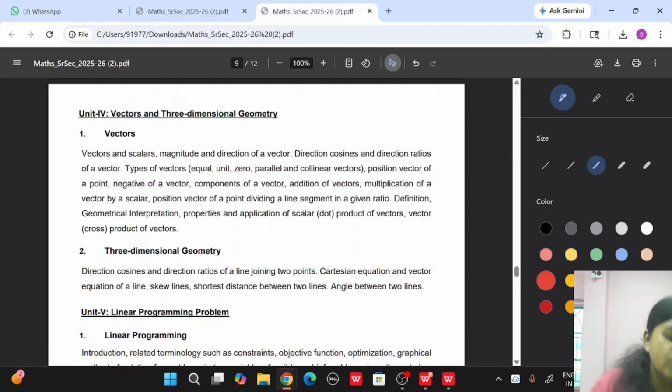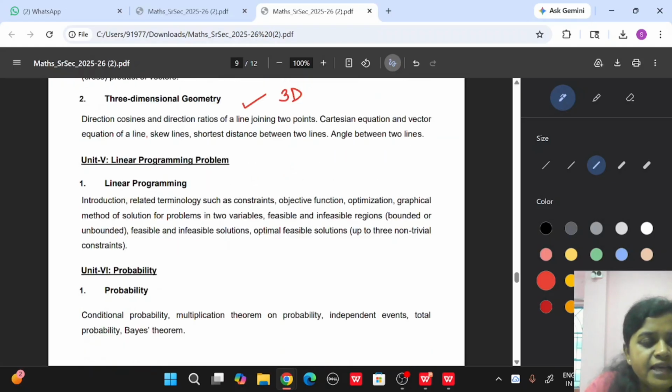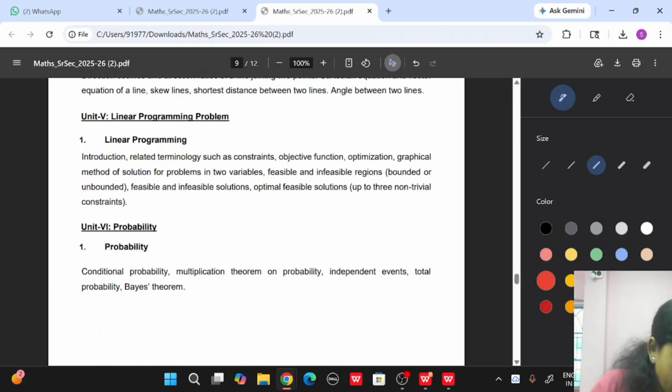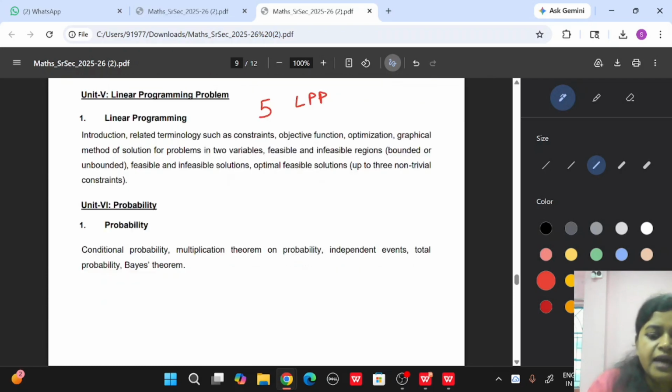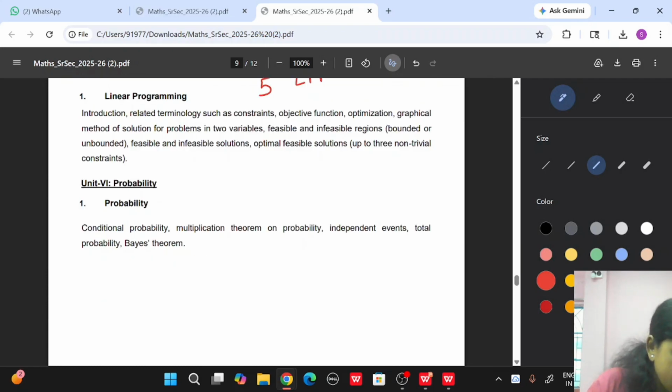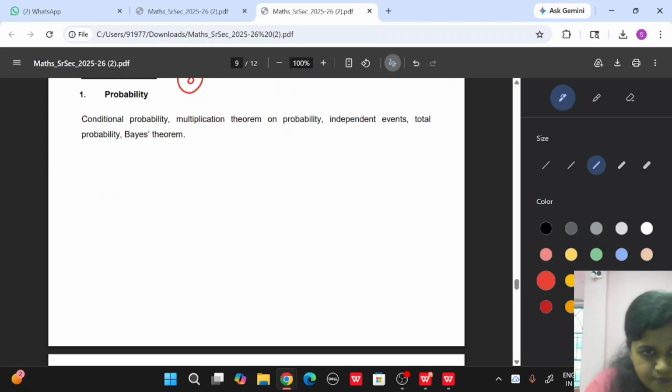Next, for unit 4, 14 marks are allotted, and here the chapters are vectors and three-dimensional geometry, you can say 3D. Next, for unit 5, 5 marks are given for linear programming problems, LPP. Here only one chapter is given, linear programming. And for unit 6, probability, 8 marks are allotted, and here only one chapter is given. So this is the course structure.